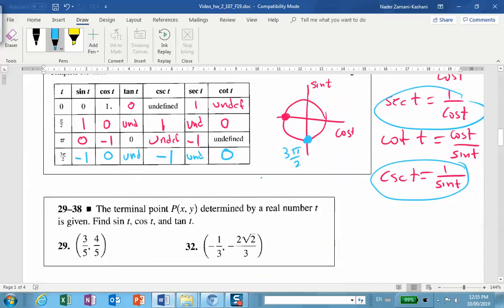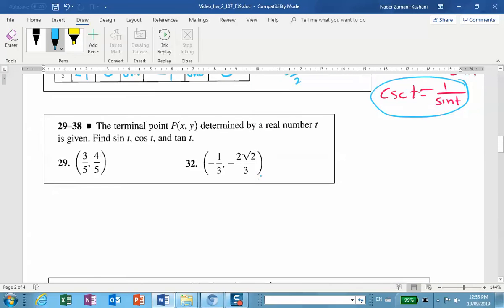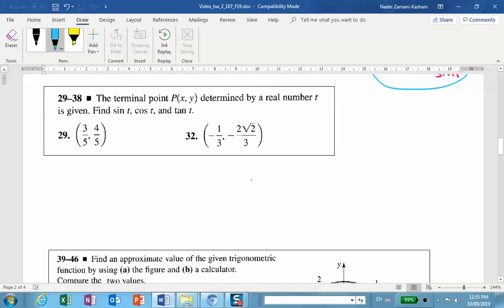Okay, let's go to this problem. It says the terminal point is given by these coordinates. This is the cosine axis, this is the sine axis, and it says that the coordinates are 3 over 5 and 4 over 5. Now 3 over 5 and 4 over 5 is somewhere here.